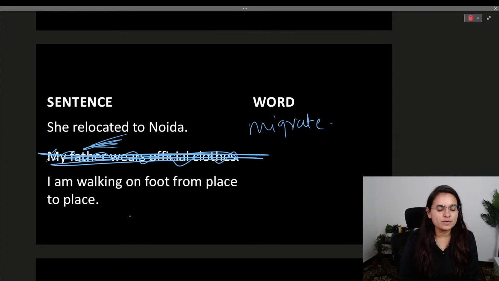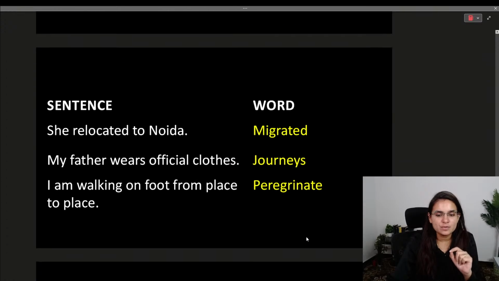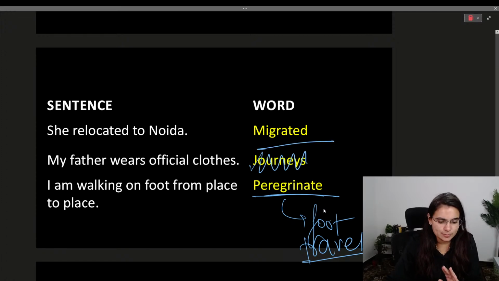I am walking on foot from place to place. When you take a journey where you have to walk on foot, there is a word for that, and the word is peregrinate. It has something to do with foot travel. This is a very specific word. When you are traveling on your foot, you are not taking any vehicle, you can say that peregrinate. This is the wrong answer. Migrated is the correct answer.